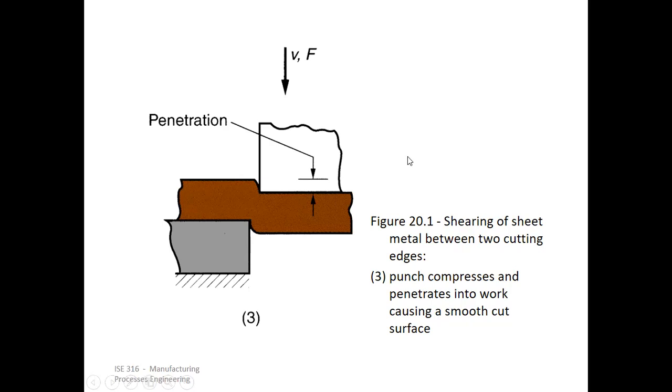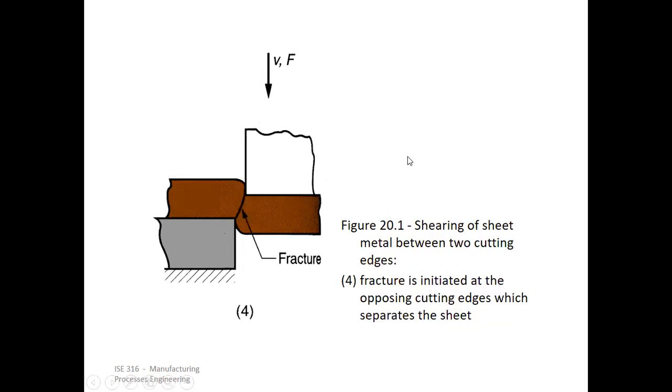So therefore it causes a smooth cut surface, right? As you can see here, it fractures at some point, as I was talking about. It compresses first, and then basically that plastic deformation continues until a point that it penetrates and then fractures, right? So fracture is initiated at the opposing cutting edges, which separate the sheet. Opposing edges, one is your punch and the other is die. So that basically travels across this point to that point.